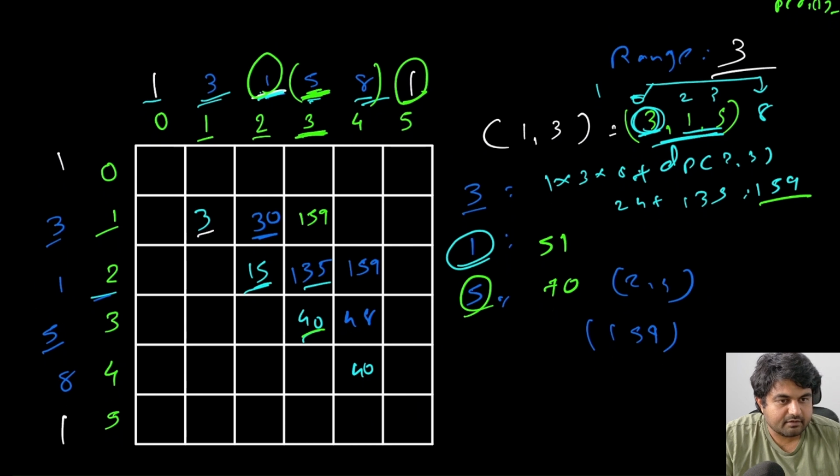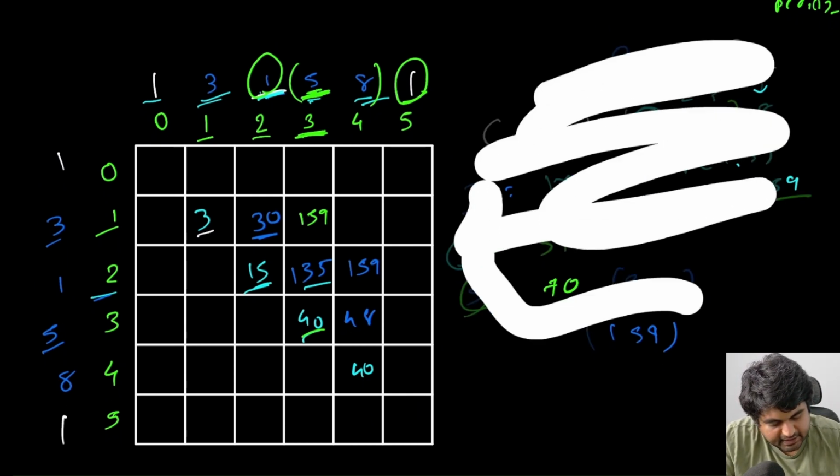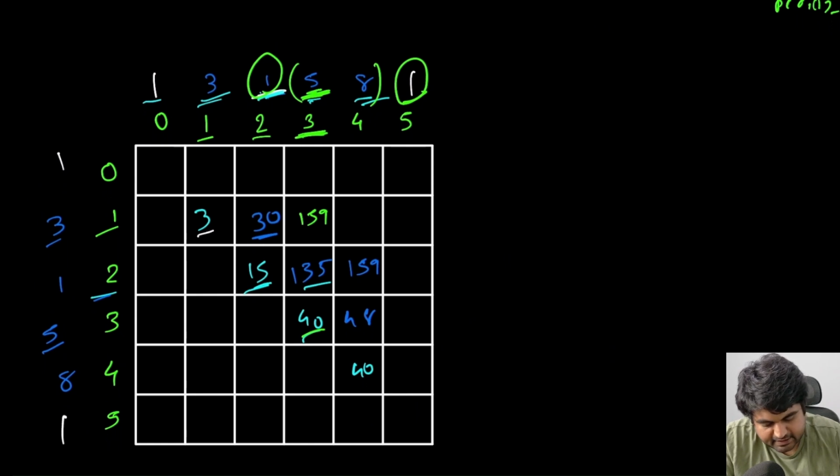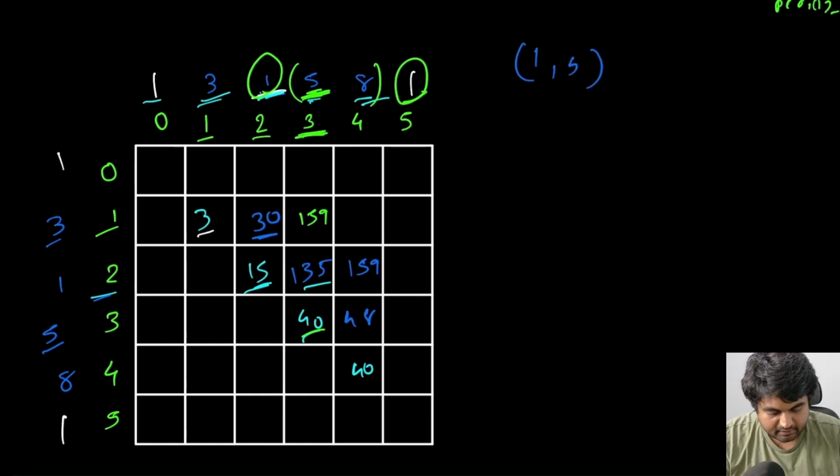And now comes our final range, that is of range size 4. For range size 4, the only possibility we are going to have would be just one value. The range would be from 1 to 4. We have the possibility of bursting 3, 1, 5 and 8, all 4 balloons, at the last.